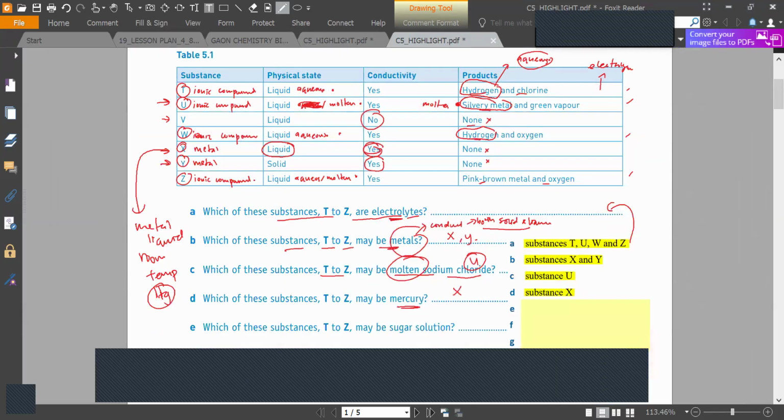Okay, next. Which one may be a sugar solution? Which one may be a sugar solution? Our answer will be V. Our answer will be V because sugar is a covalent compound, so it does not conduct electricity. So our answer will be V.